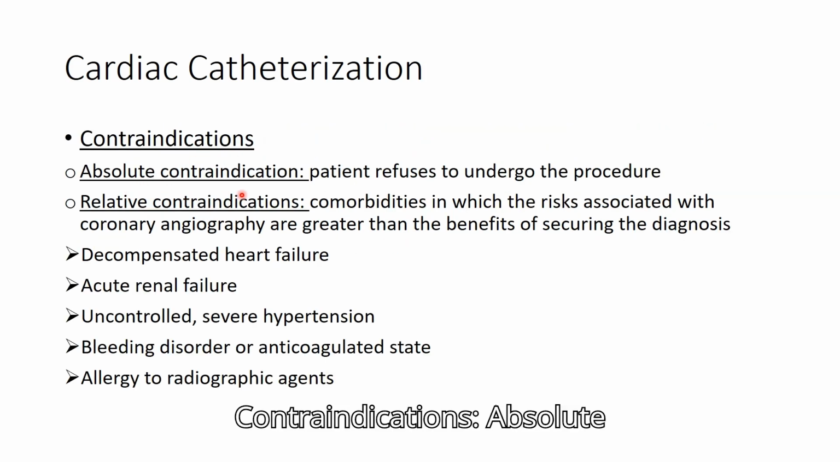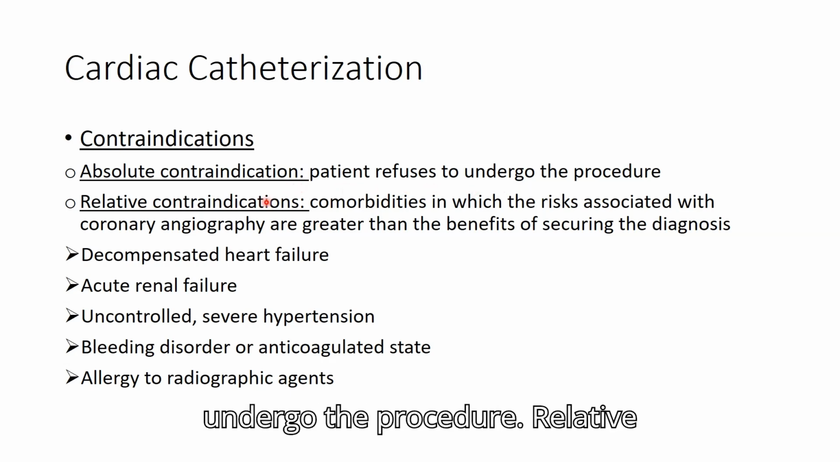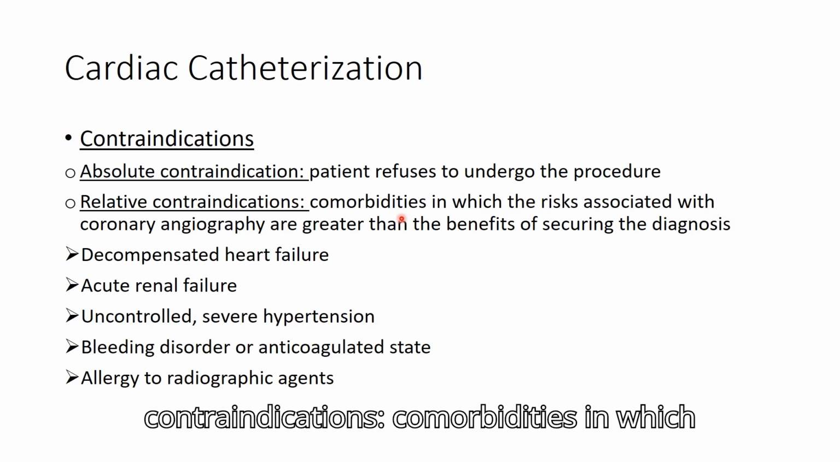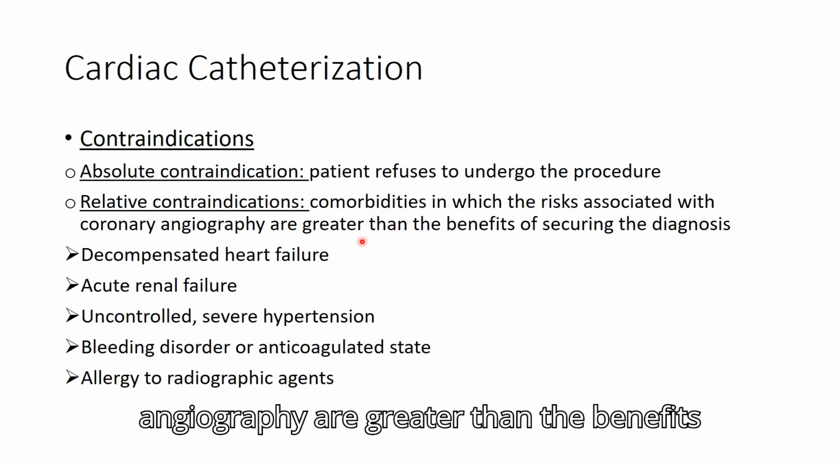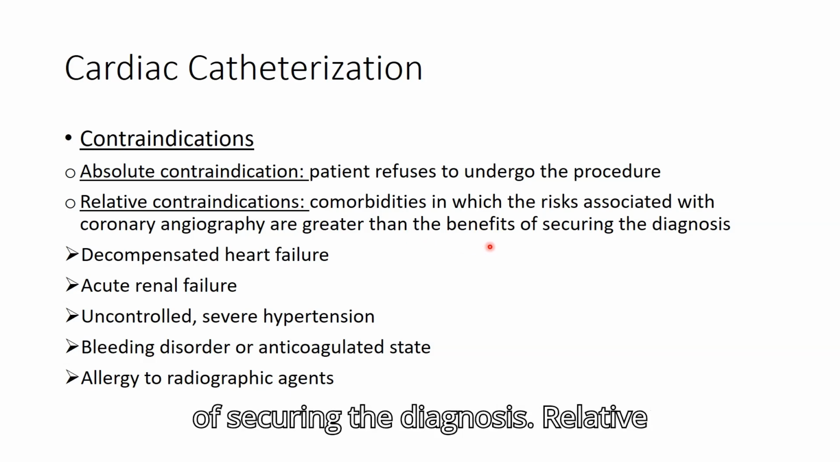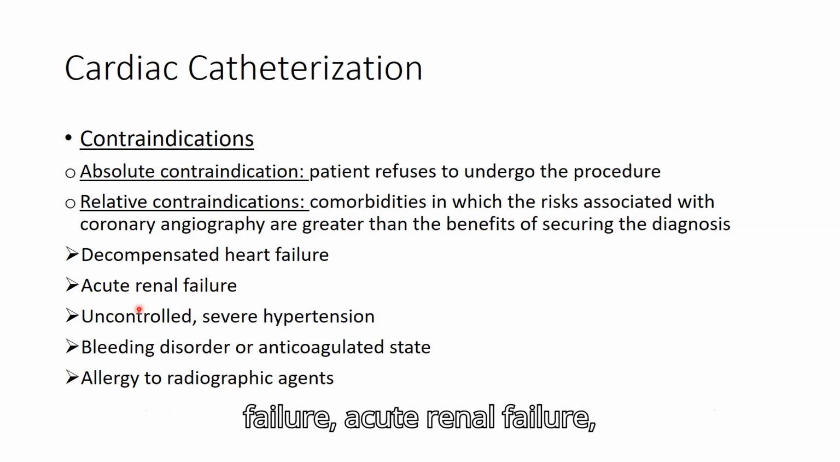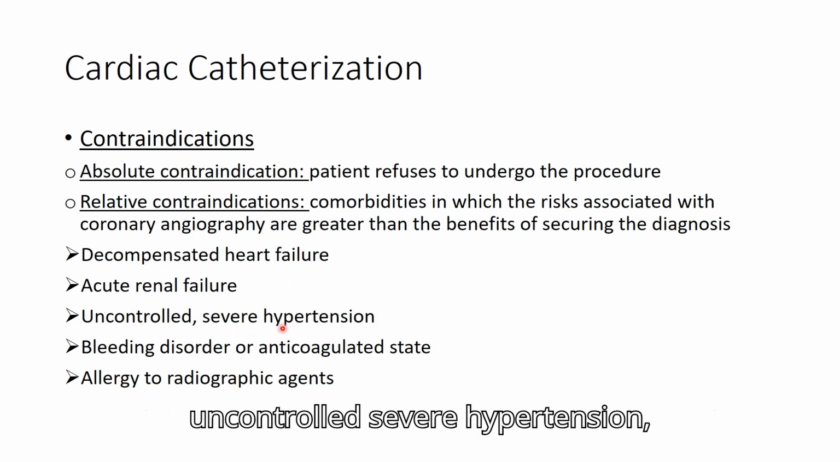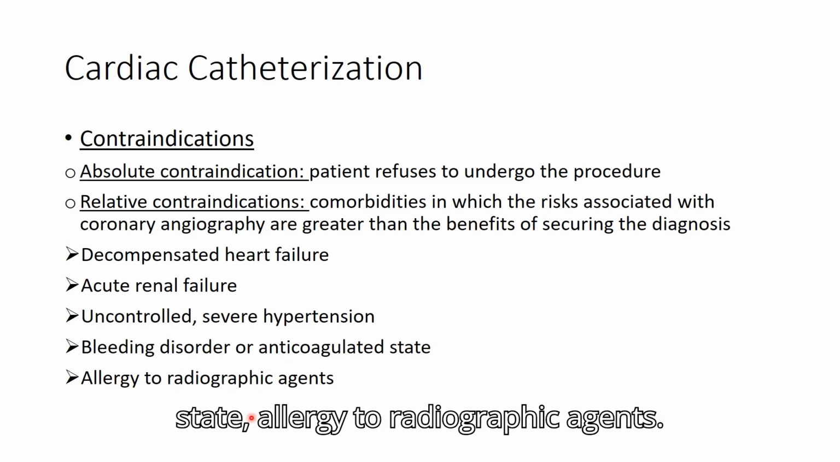Contraindications. Absolute contraindication: patient refuses to undergo the procedure. Relative contraindications: comorbidities in which the risks associated with the coronary angiography are greater than the benefits of securing the diagnosis. Relative contraindications are decompensated heart failure, acute renal failure, uncontrolled severe hypertension, bleeding disorder or anticoagulated state, and allergy to radiographic agents.